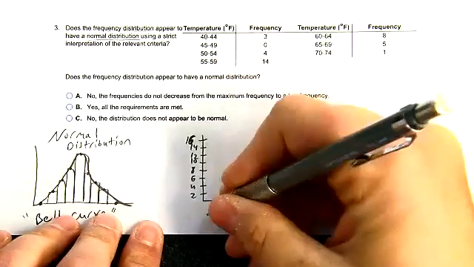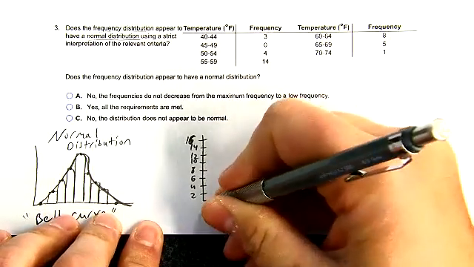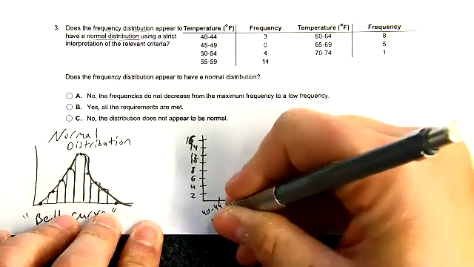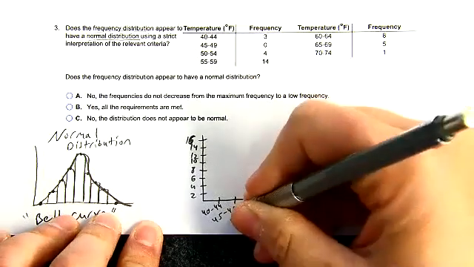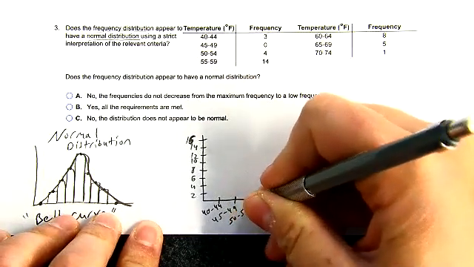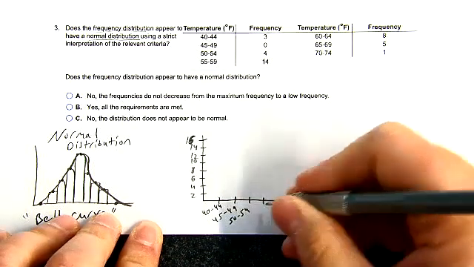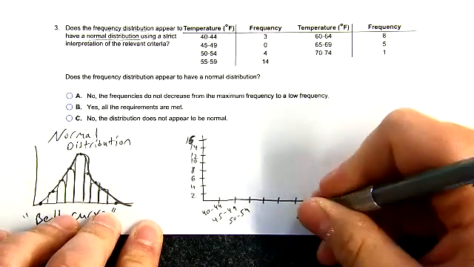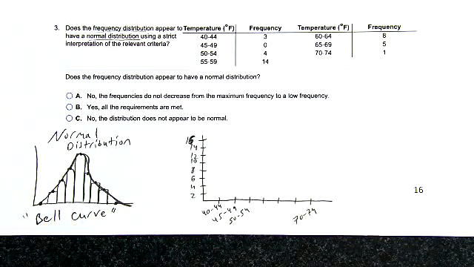And then this first one would be 40 to 44. And then this one would be 45 to 49. 50 to 54, etc. I won't write the other ones in. I'll just write the last one in: 70 to 74. Okay, now we'll just plot this.